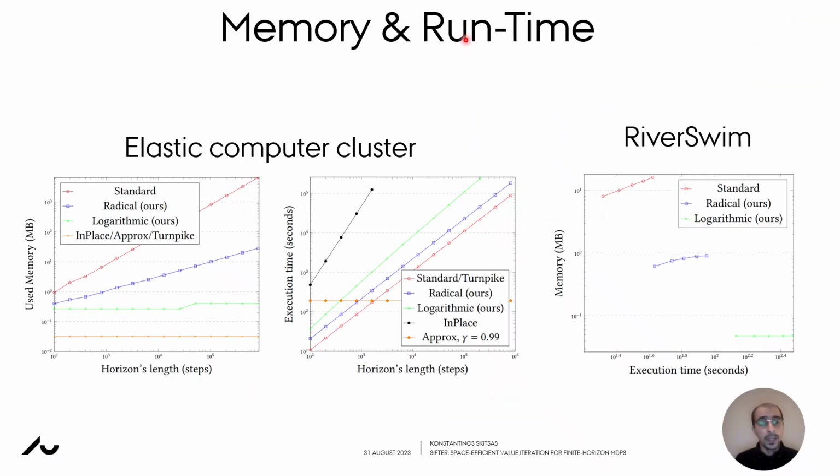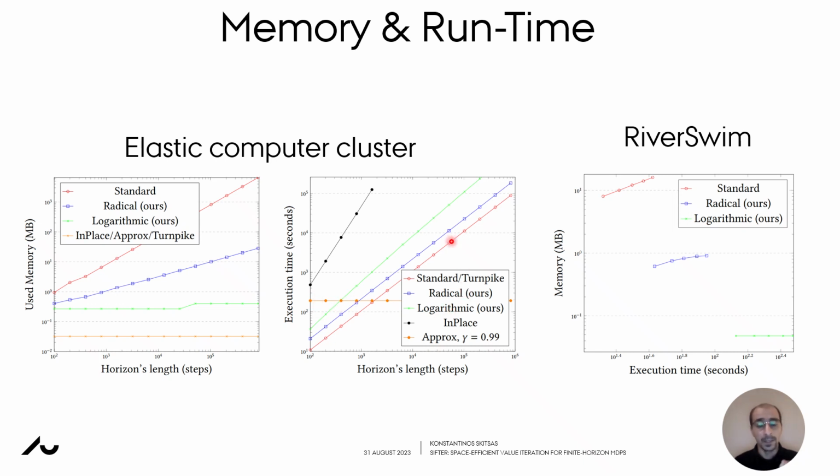On the memory and runtime experiments, we can see that the stationary policies do not use any memory, while the logarithmic from the exact solutions uses less memory, and you can see that as the horizon increases, it has a small increment in memory, as we expected. The radical has a slow increment and the standard increases linearly. On the runtime, as expected, the in-place one could not run for high horizons and is really slow because of the quadratic factor. The approximation, as we said, does not depend on the horizon, so it's a straight line.